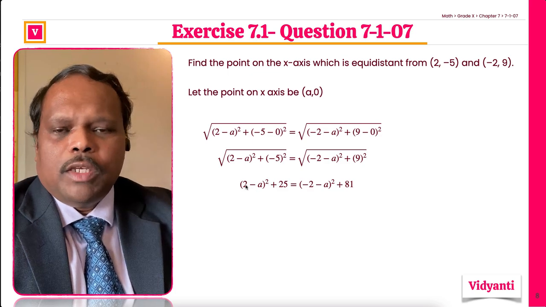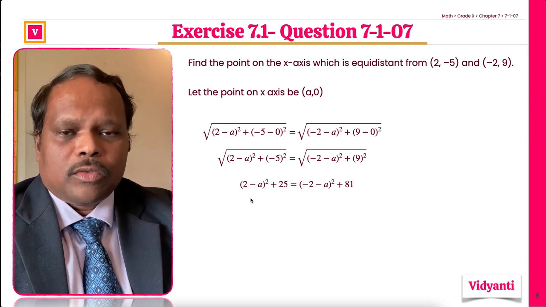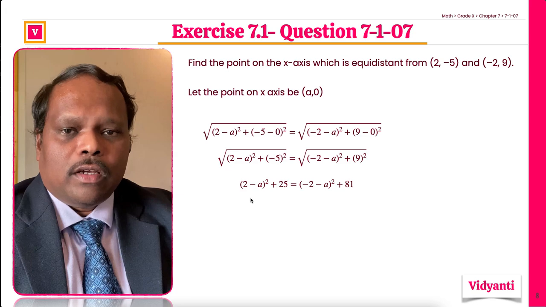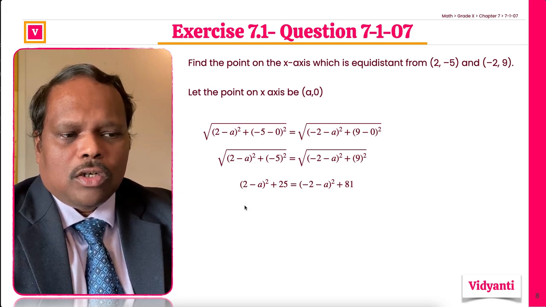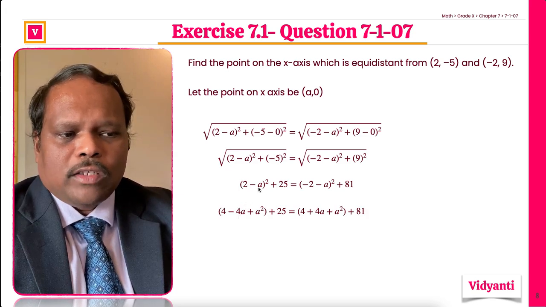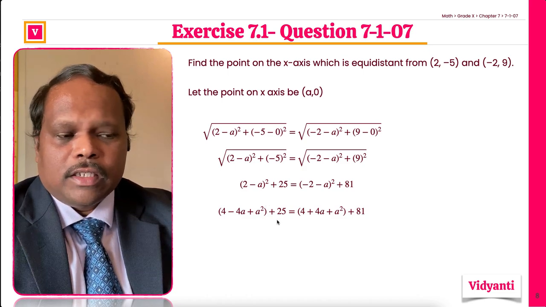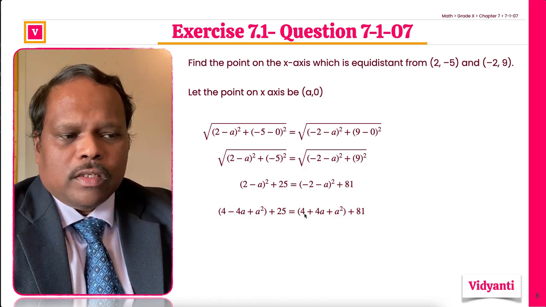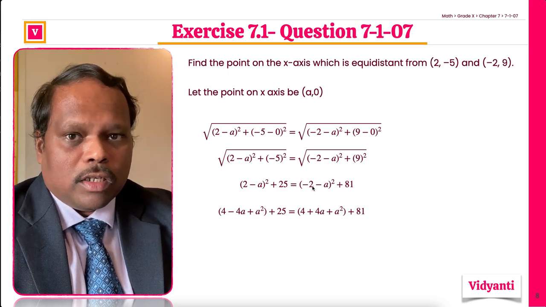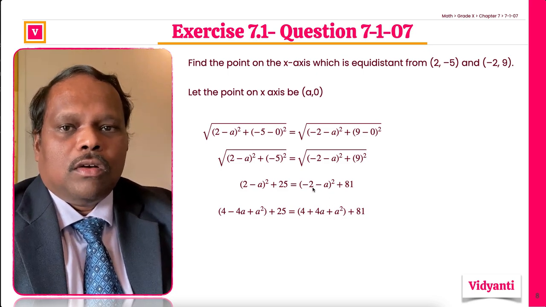Now, (a minus b) the whole bracket squared, we know that first term squared, last term squared, minus twice of their product. So this will be 2 squared is 4, twice of their product is negative 4a, last term squared is a squared, 25 as it is. First term squared is 4, last term squared is a squared, and twice of their product is positive 4a.